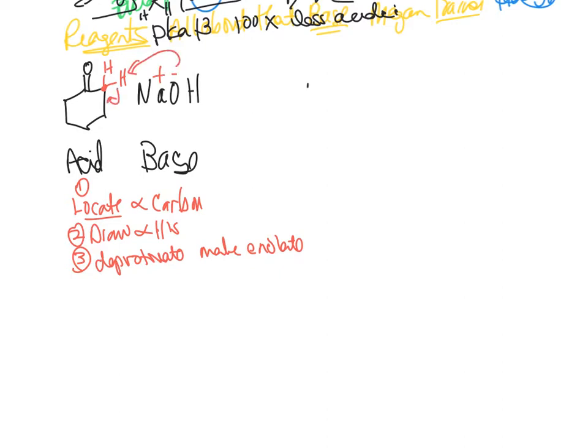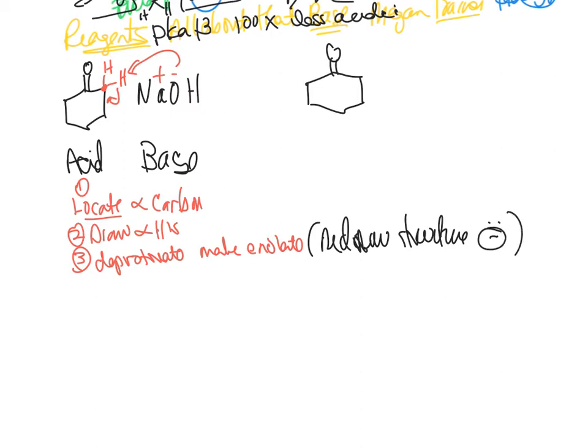So what does that enolate look like? You just redraw your ketone. So redraw your structure and then add your monkey face. Okay? That's how you draw your enolate. So here's your monkey face. Okay, there's your monkey face.